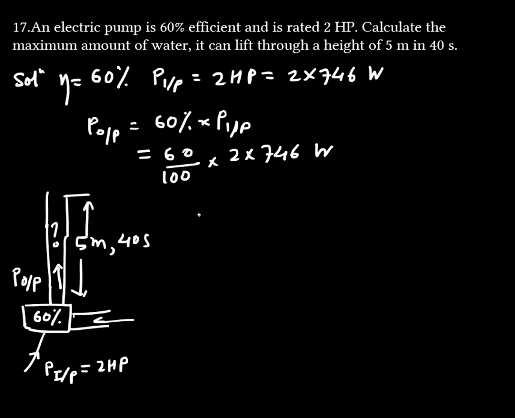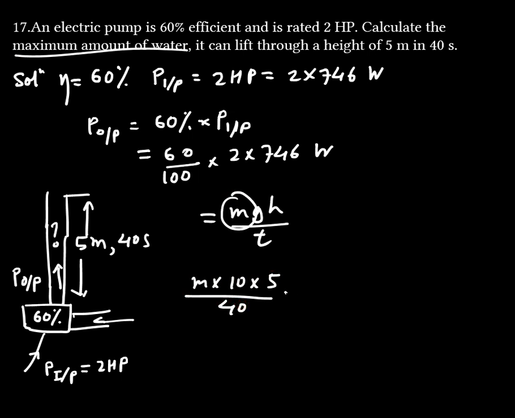And how much will be the work done to lift the water? That will be equal to mgh, and so the power will be mgh upon time. So we have to equate this with this quantity and we'll see what value of m, as they have asked what is the maximum amount of water. So we have m into g into h upon 40 will be equal to 60 upon 100 into 2 into 746. Now on solving, what we get over here is the following.